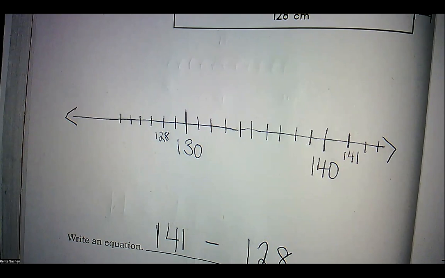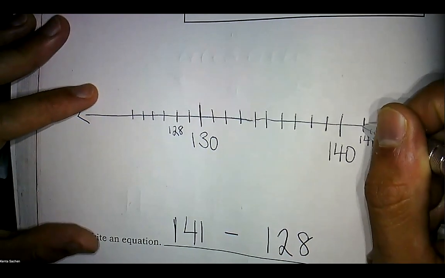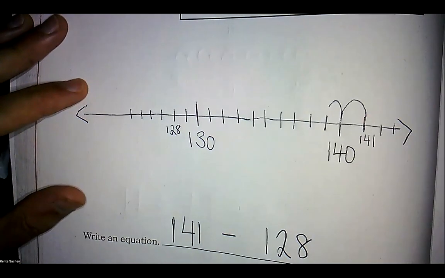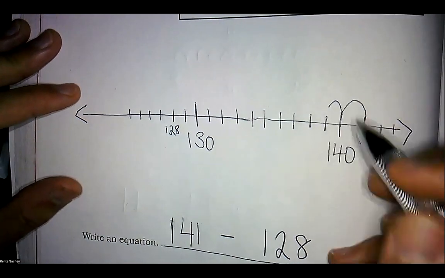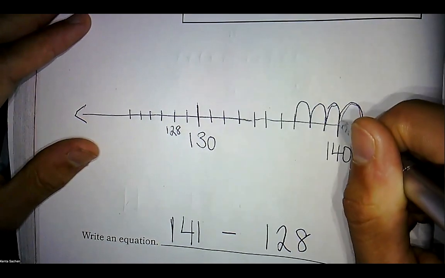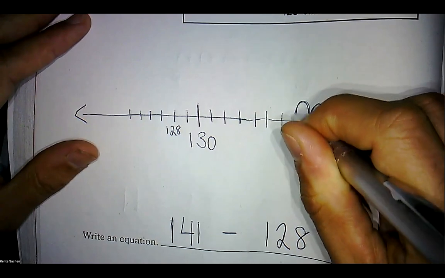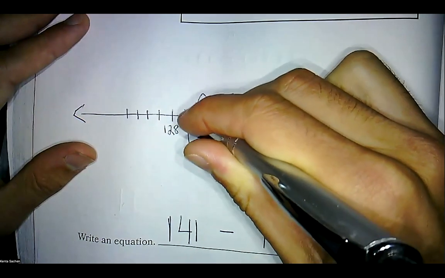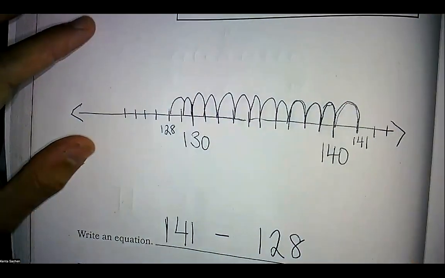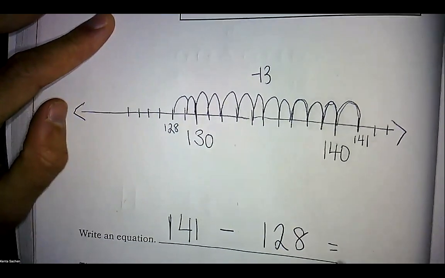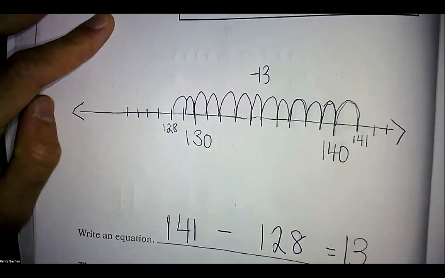Okay, so let's see how you solved it. Who solved it by counting one at a time? Raise your hand. Good, good. This is definitely a good way to solve it. We count all the way: 1, 2, 3, 4, 5, 6, 7, 8, 9, 10, 11, 12, 13. So we can say 141 minus 128 is equal to 13.